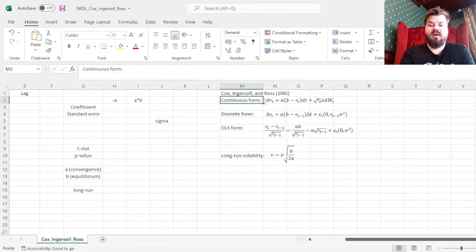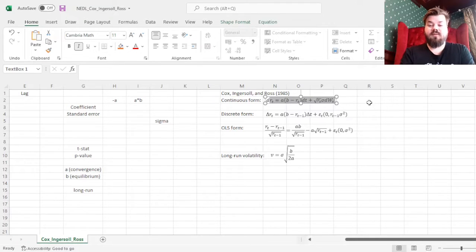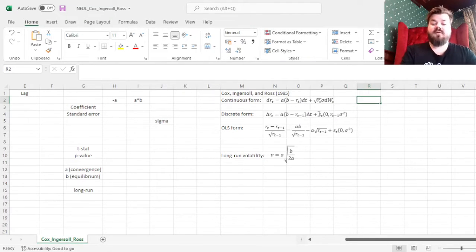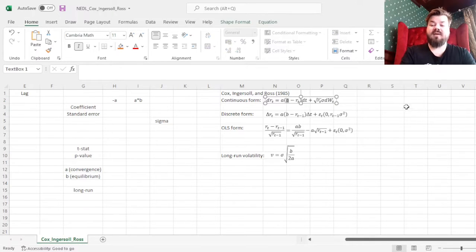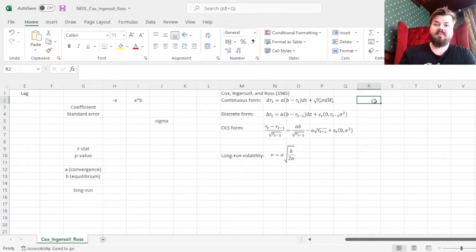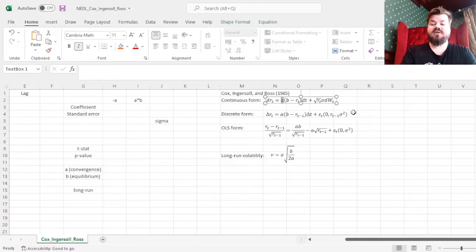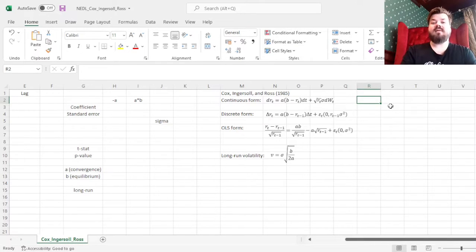So here we have got an equation in continuous form, and it involves the long-run equilibrium value of B, that is the long-term value of interest rates that's deemed fair, and we've got the convergence speed A that brings those rates back to the equilibrium value if there is a disturbance that puts them above or below the long-run equilibrium value in the short run.